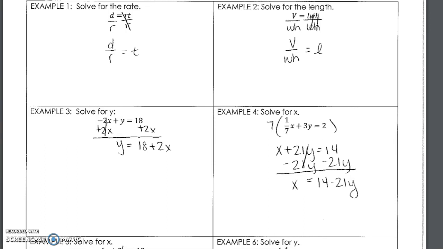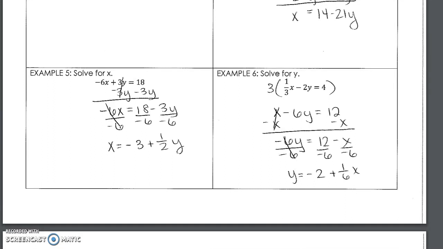Why are they picking a 7? Because the 7 is your denominator. So if you multiply the entire equation by your denominator, you actually get rid of the fractions. So it becomes x plus 21y equals 14. The directions say solve for x, so you subtract the 21y to the other side. Again, the 14 and the 21y are not like terms. You can't put them together, so you just leave it like it is. X equals 14 minus 21y. All right, you guys attempt examples 5 and 6, and I'll be right back.